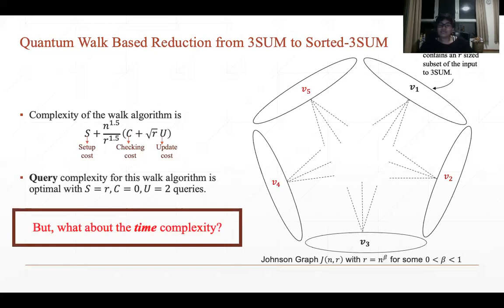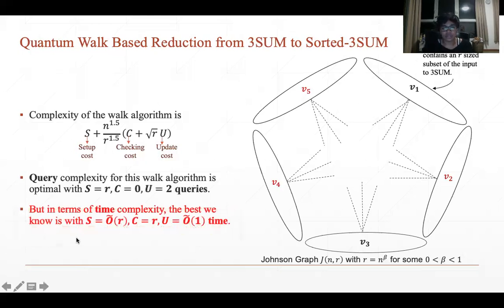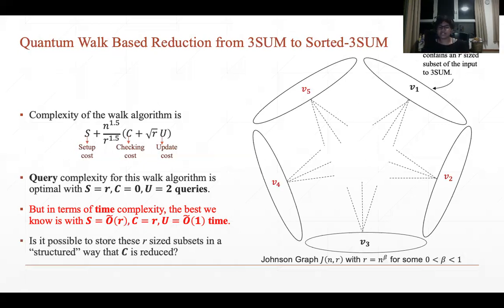Now, if we try to use the same algorithm and look at the time complexity, what goes wrong is this: yes, we are able to do the setup in almost linear, almost r, amount of time. We are able to even achieve the update in almost constant time. The tilde over O here just means there are polylogarithmic factors. But we are not able to reduce this checking cost any further. Now, an interesting idea would be: what if we are able to store this r-sized subset in some structured way, so that we can probably check the queries and the vertices in a faster way? Is that possible?